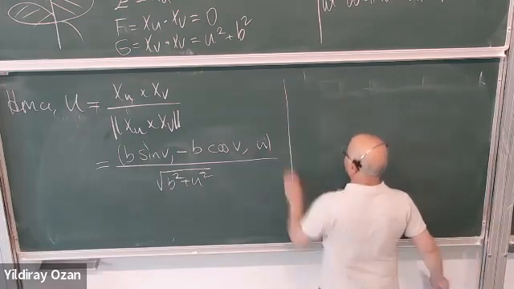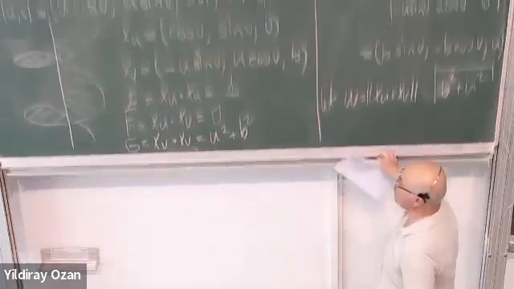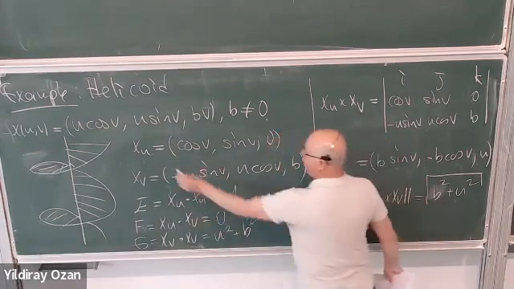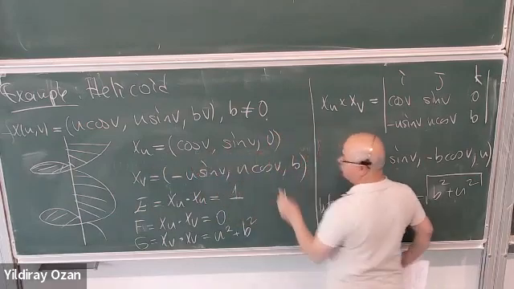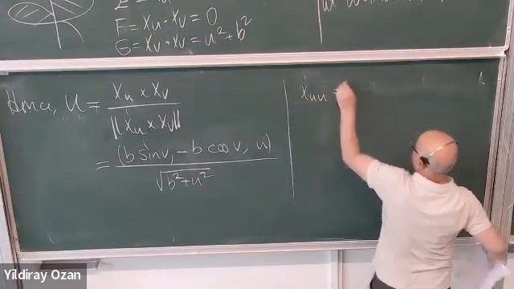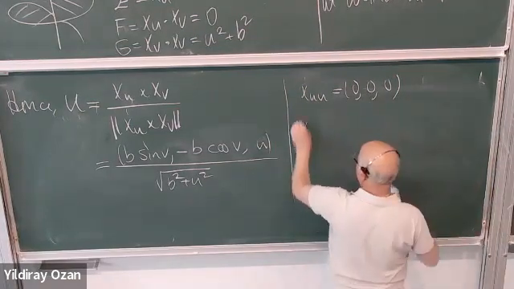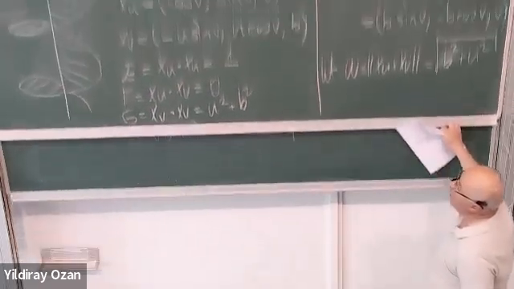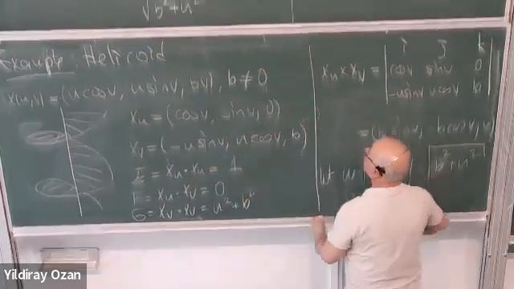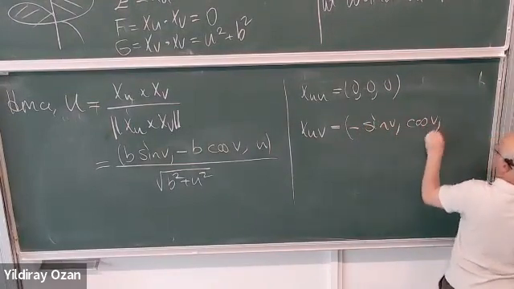Now, we may compute the second derivatives. This was x sub U. So if you take the derivative with respect to U again, x sub UU, it will be 0, 0, 0, right? What is x sub UV? I take the derivative of this with respect to V, I will get minus sine and cosine here. So minus sine V, cosine V, and 0.